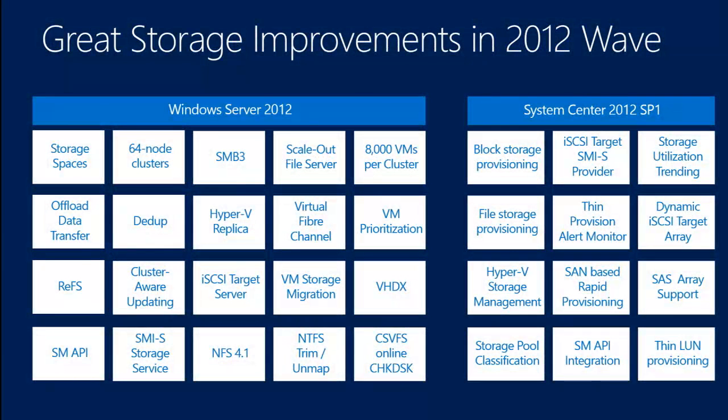But we did some great stuff in 2012. And if I look at some of the enhancements from my perspective on the cluster side, we've done large clusters, 64 nodes, 8,000 virtual machines. We've introduced Hyper-V Replica. So we now have an in-box disaster recovery story that'll work with any solution. VHDX, so we can do scalability with Hyper-V. NFS 4.1 with seamless failover. Seamless failover with SMB, continuous availability. Huge enhancements. Also on the System Center side, we can do block provisioning, thin provisioning, and SMI-S support. So big enhancements in 2012, which you're probably still adopting today.